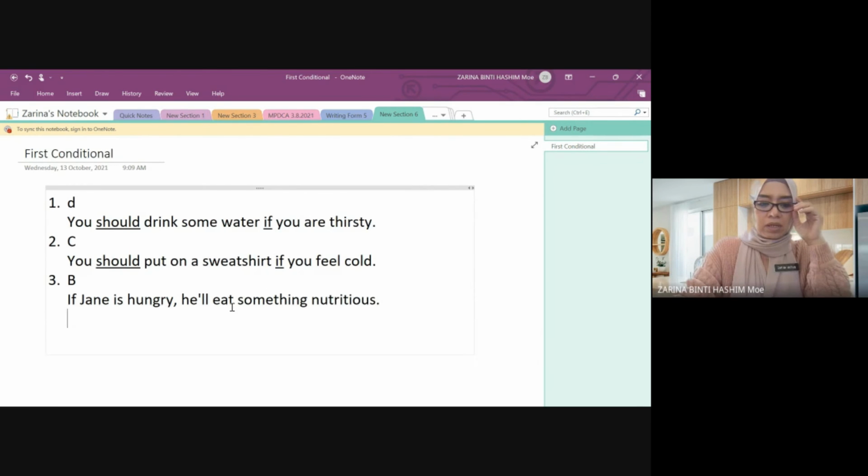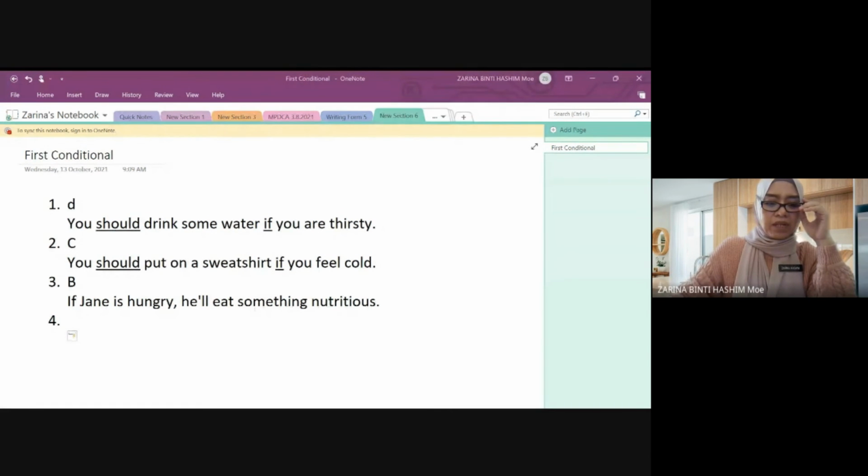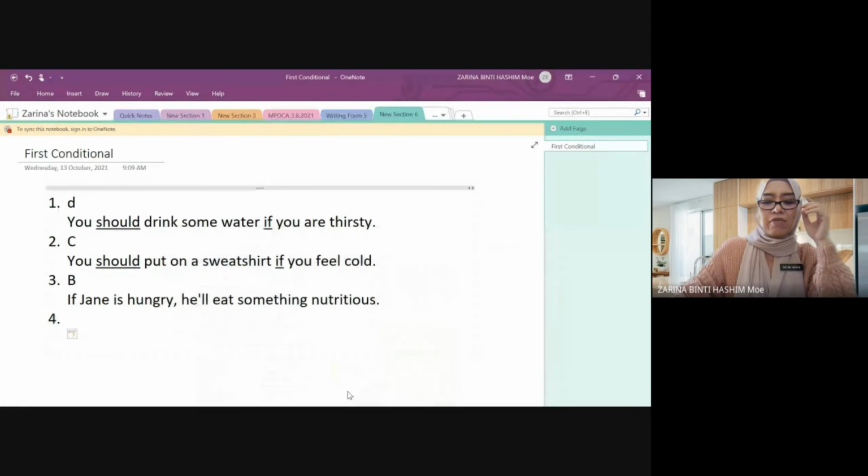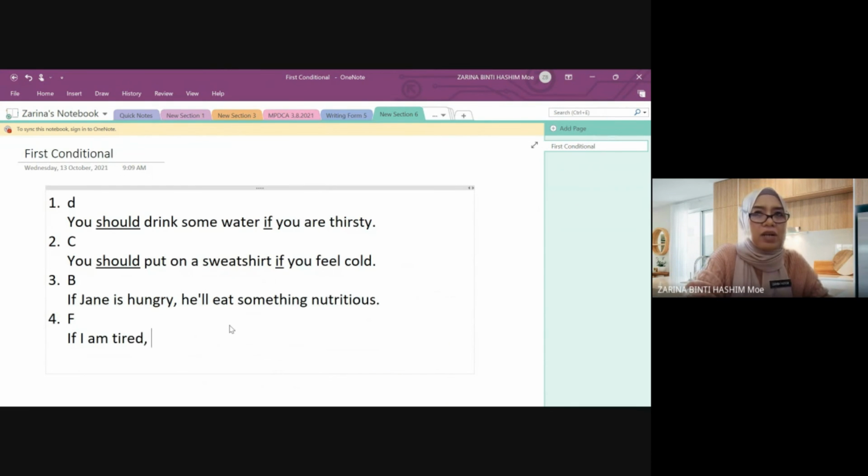Now we go to number 4. What is the question? Be tired. Again, be is am, is or are. If you're tired, what should you do? Take a short break. So 4 is F. So 4F sentence. Now I want to change the subject. Because I said for be you can write either am, is or are. If I am tired, I will take a short break.